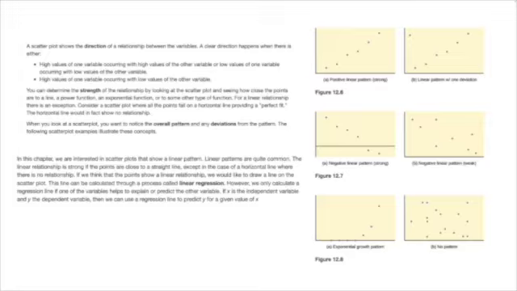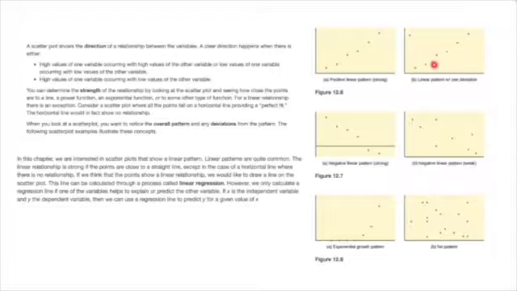So a scatter plot shows the direction of a relationship between variables. A clear direction happens when there is either high values of one variable occurring with high values of the other, or high values of one variable occurring with low values of the other. You can determine the strength by looking at the scatter plot. So like here, this is a positive, strong linear pattern. It's trending upwards and it's really close to a line.